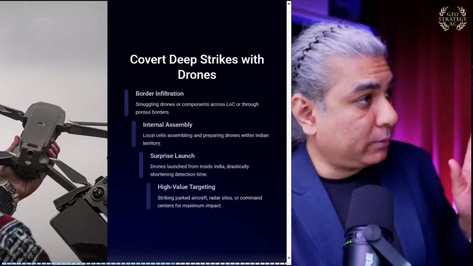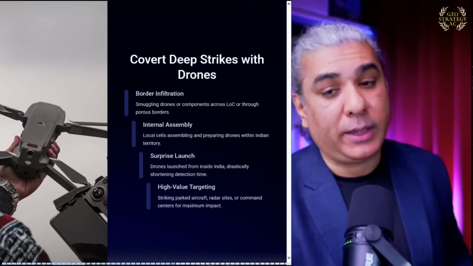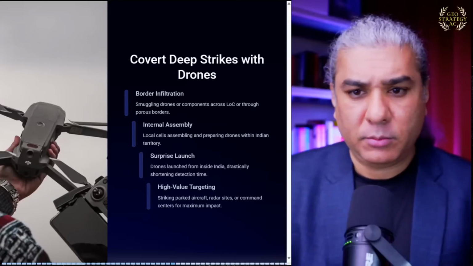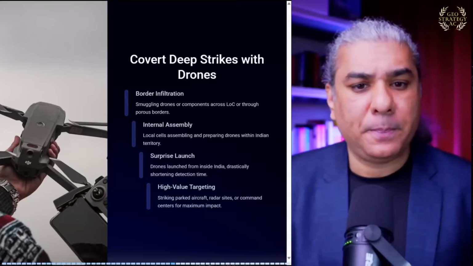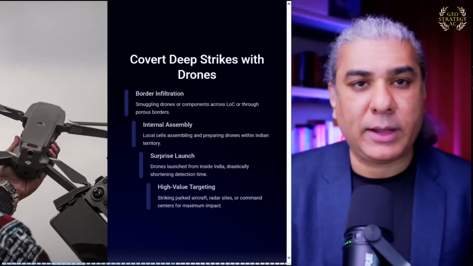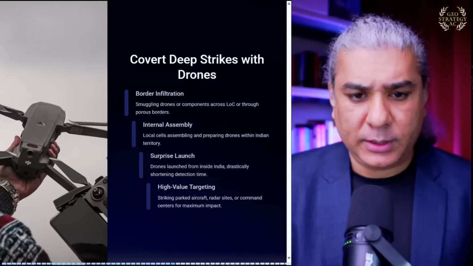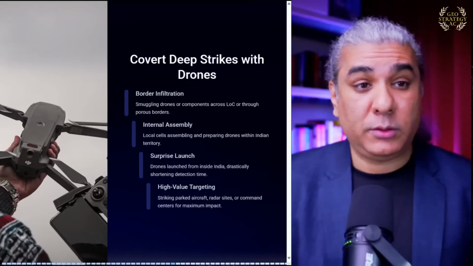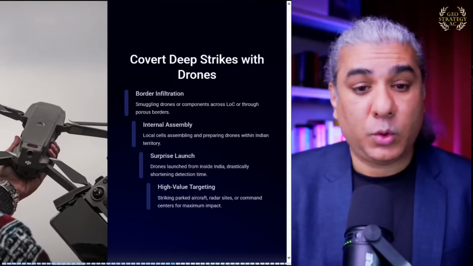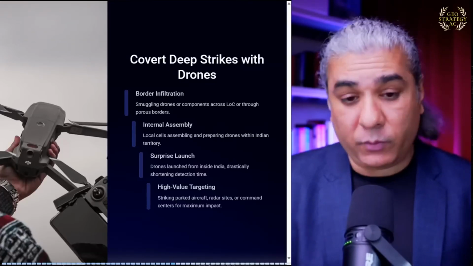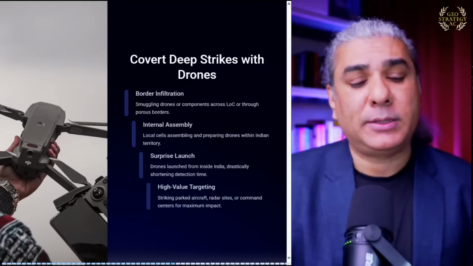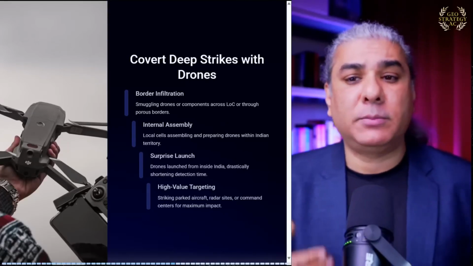So if you are looking at the border and you expect things to come from there, drones flying in or whatever, then you're ready, you're alert. But what if the drones are launched from within India? Then the time that you have to detect them before they hit whatever targets is much shorter, right? And then using these tactics, the Pakistani terrorists could potentially want to strike at parked aircraft, radar sites, military sites, command centers for maximum impact.